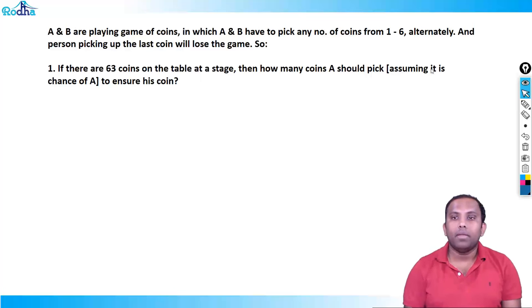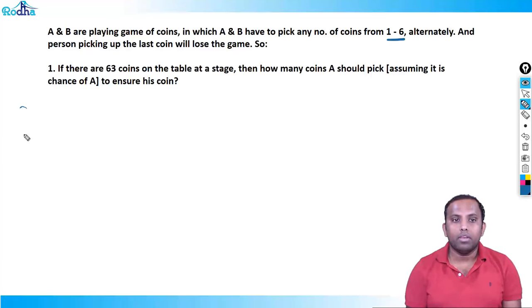The set is: A and B are playing a game of coins in which A and B have to pick any number of coins from 1 to 6 alternately, and the person picking up the last coin will lose the game. So understand this set here. On a table, there are n number of coins. The number of coins is not known.